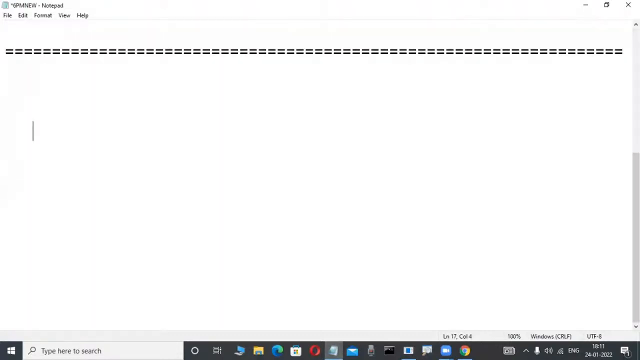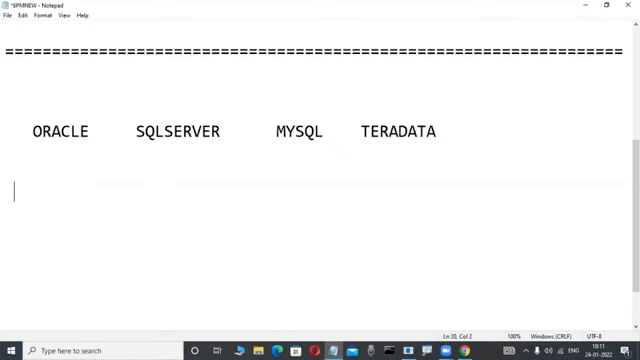Actually, now slowly observe here. This is a demo class, I am telling something only. Oracle is a product from Oracle Corporation. Don't read it today. SQL Server is a product from Microsoft. MySQL is an open source product, that is also now from Oracle. Teradata is a product from NCR Corporation. Sybase is a product from Ingres Software. Like this, so many products are there.